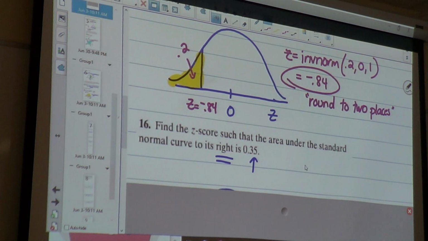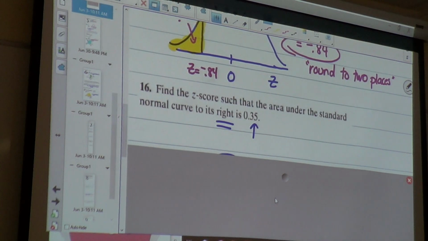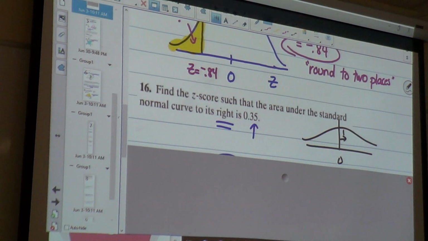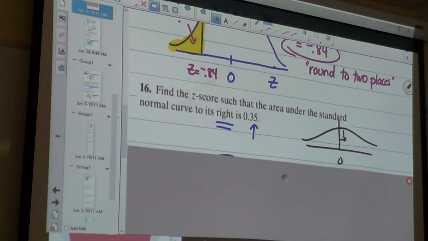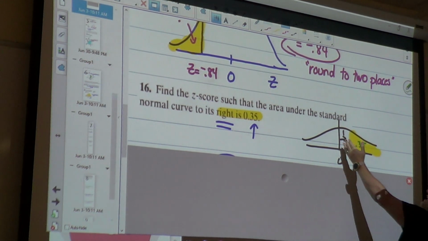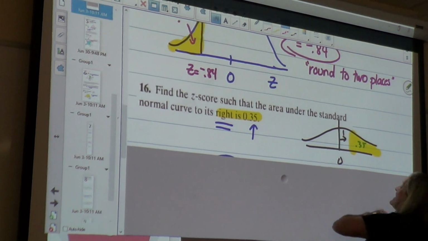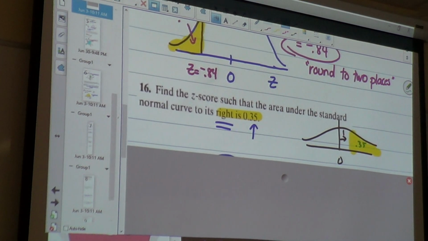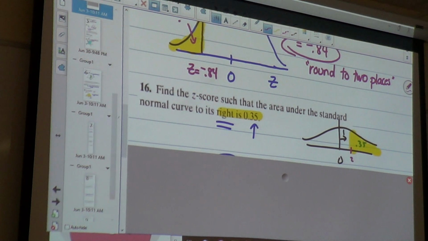All right, Tutti Fruities. I'll do one more and then we'll be done for today. After this one. All right, now if I draw this, my mean is 0, my standard deviation is 1. They're telling me that the area to the right is 0.35. And I know that it's less than 50%, so I know it's not all of that, it's just a portion of that. And it says find the z-score. So I'm trying to find that.